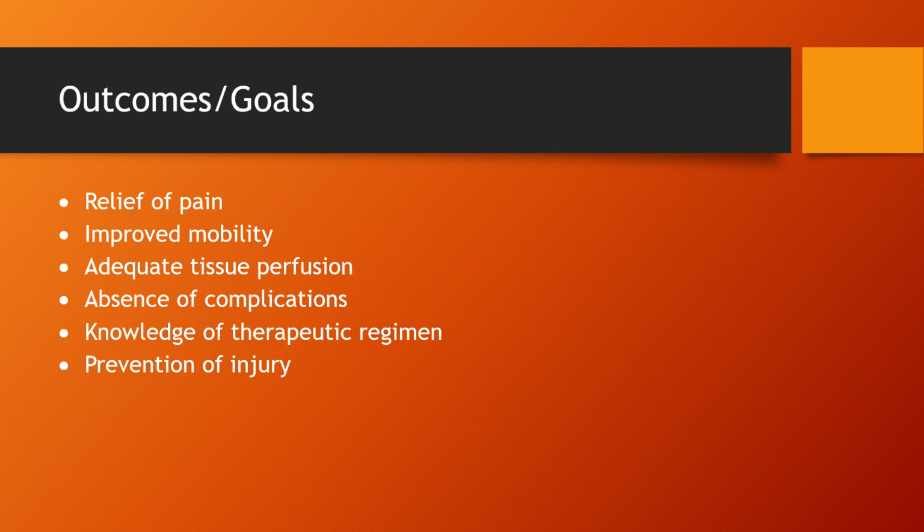And then some of the outcomes and goals, which of course would be related with the specific nursing diagnosis. So if they have acute or chronic pain, you want relief of pain. Impaired mobility, you want improved mobility, at least to maintain their mobility and hopefully improve it. We want to ensure adequate tissue perfusion, and we want to also ensure absence of complications. We want them to be able to let us know and demonstrate knowledge of therapeutic regimen, and then we want to for sure prevent injury.